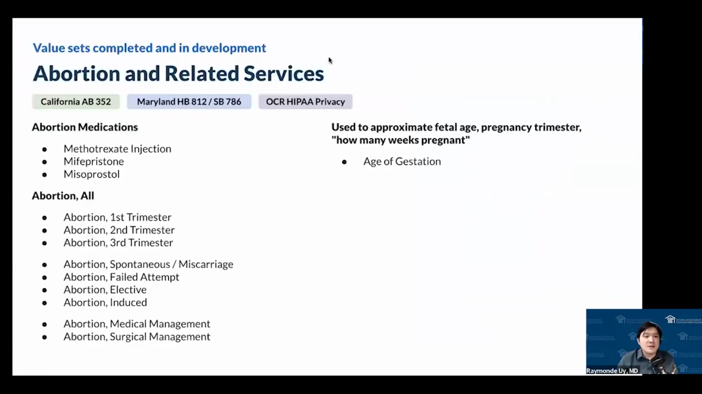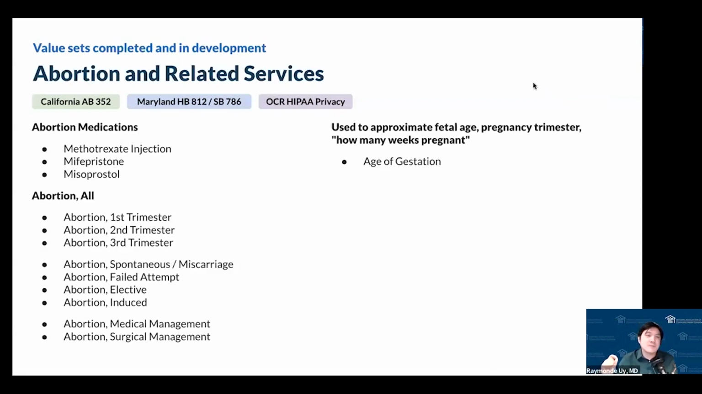On the next slide, you will see, for example, abortion and related services as they were intended in the wording in the legalese. And we have tagged these. You will see California AB, Maryland HB, and OCR HIPAA privacy. These are all related and mentioned in these policies and regulation. From what Dr. Lee was mentioning earlier, we were very cognizant about which codes were included. An example of this would be abortion medications, for example.